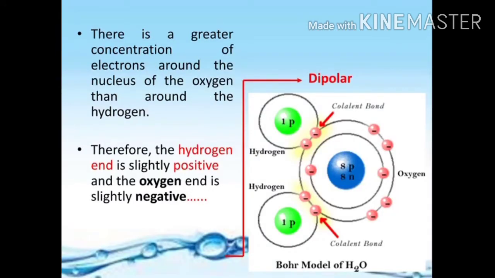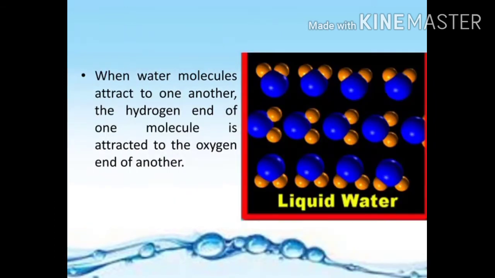So, there is a greater concentration of electrons around the nucleus of the oxygen than around the hydrogen. Therefore, the hydrogen end is slightly positive and the oxygen end is slightly negative. So, water is dipolar in nature. When water molecules attract one another, the hydrogen end of one molecule is attracted to the oxygen end of another. So, a hydrogen bond is formed between the water molecules.